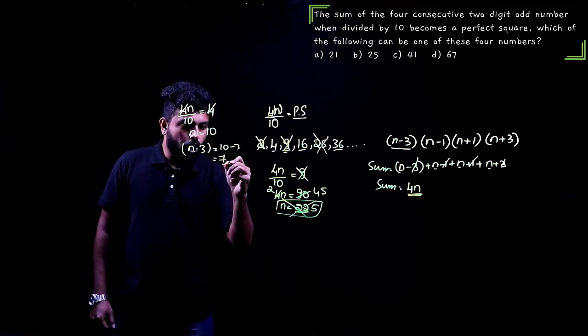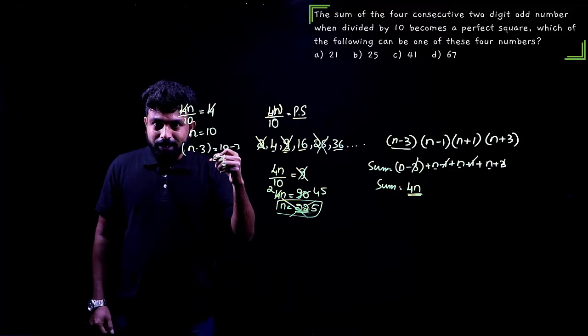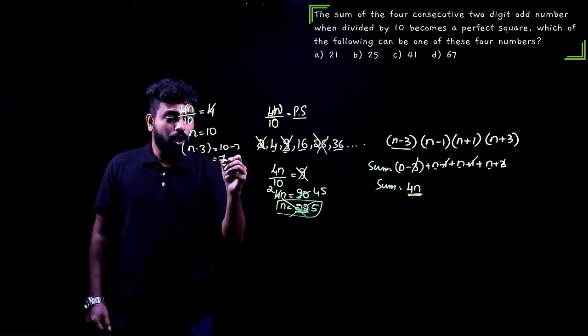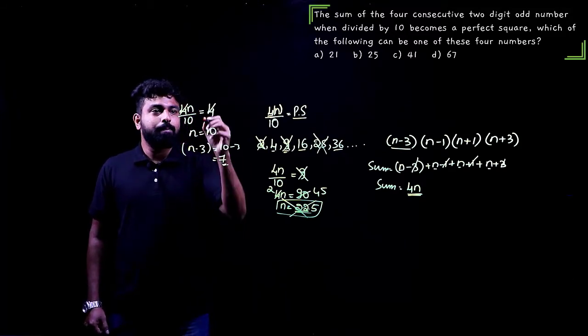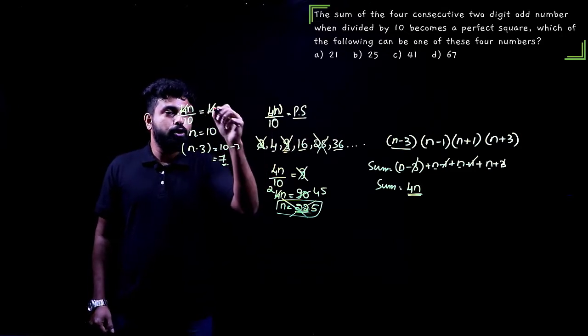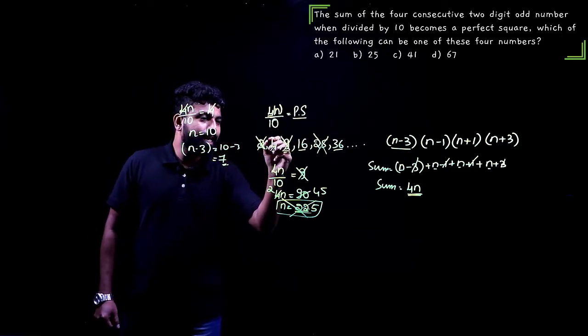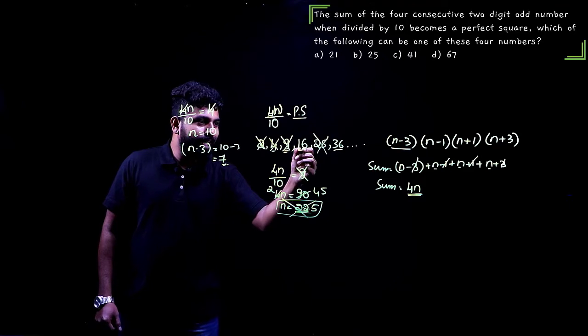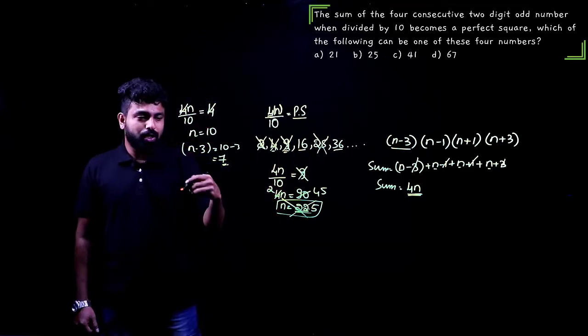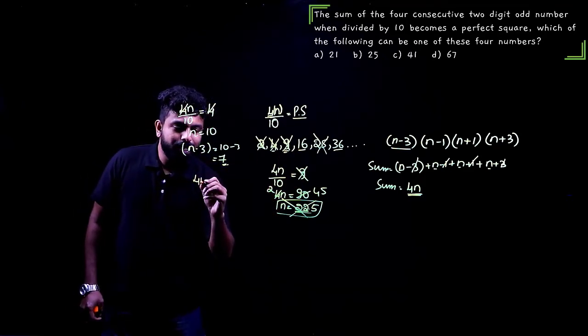Yes, 7 is an odd number, but is it a 2-digit odd number? No, it's not a 2-digit odd number. Hence, I can't be taking the value of the perfect square to be 4. So again, I'll have to strike that out. So what is my next perfect square which I can be taking? It is 16. So let me take 16 and substitute it there.